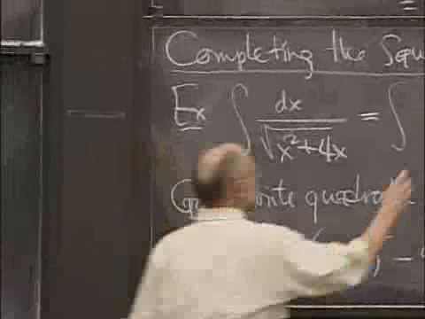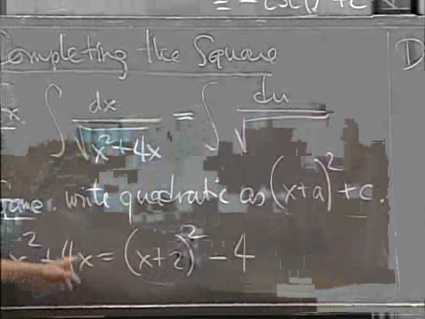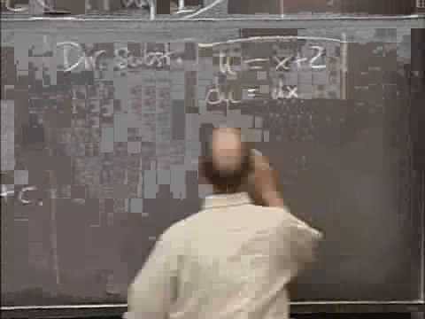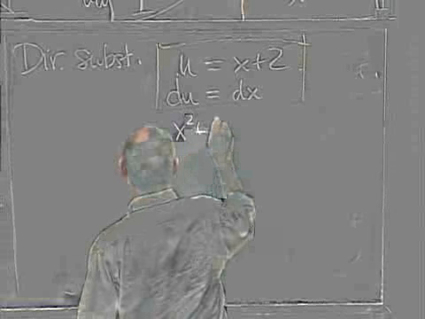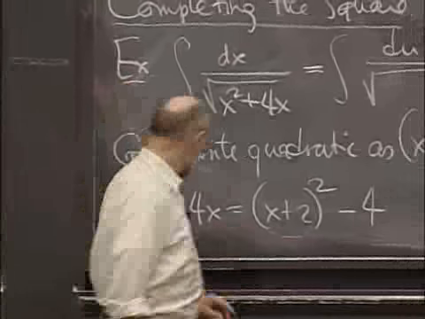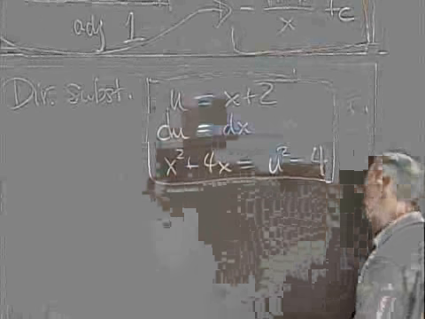So dx is du. And then in the denominator, I have the square root of that. As part of this, I'll write out what x squared plus 4x is. The point is, it's equal to u squared minus 4. x squared plus 4x is u squared minus 4. There's the data box containing the substitution data.